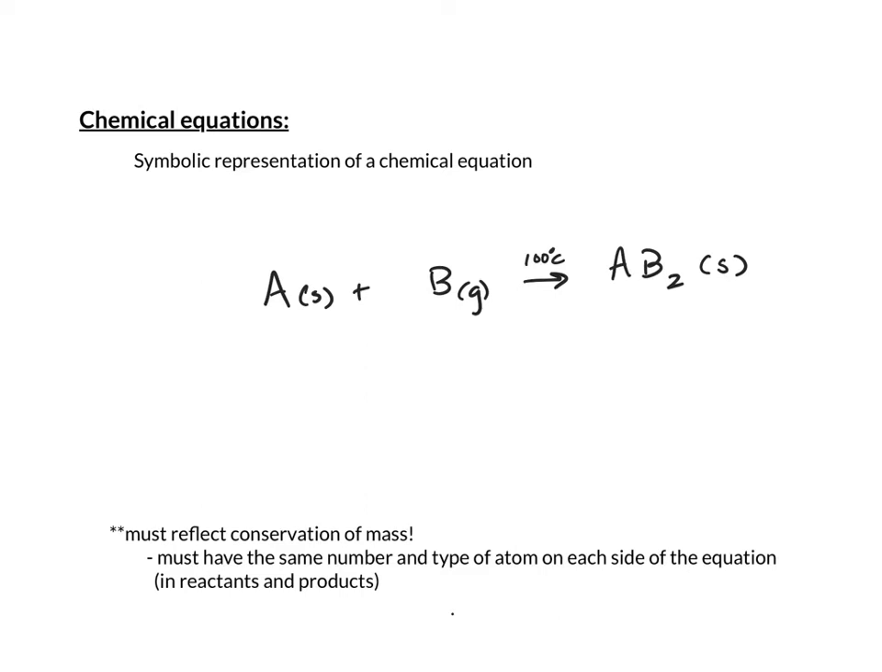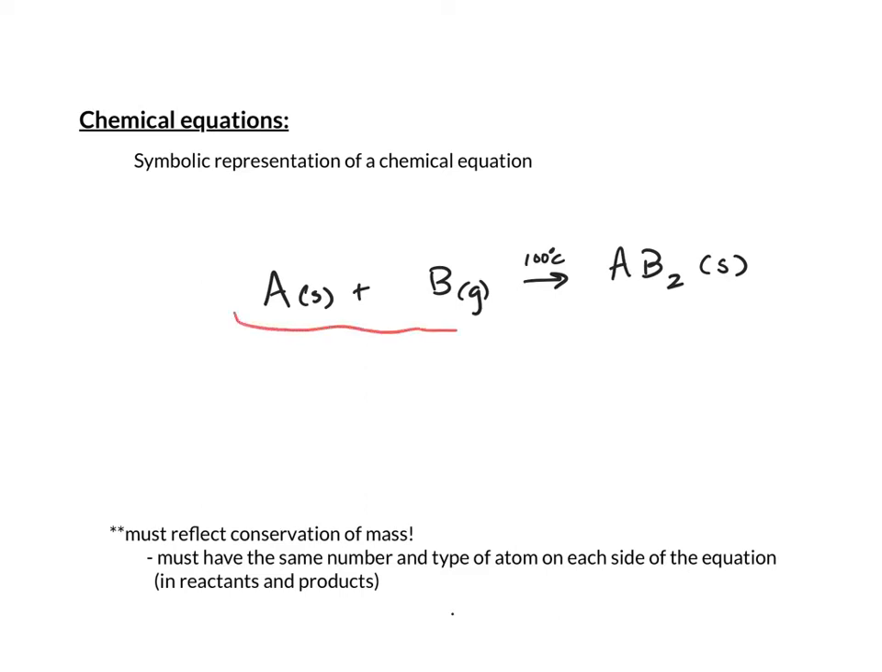All right, so we talked about these chemical equations before, and we've said that they are a symbolic representation of a chemical reaction, right? So it's a chemical reaction where, say, for example, I have a solid A reacting with gas B at 100 degrees Celsius, turning into AB2, which is a solid. These chemical equations give us a lot of different information, right?